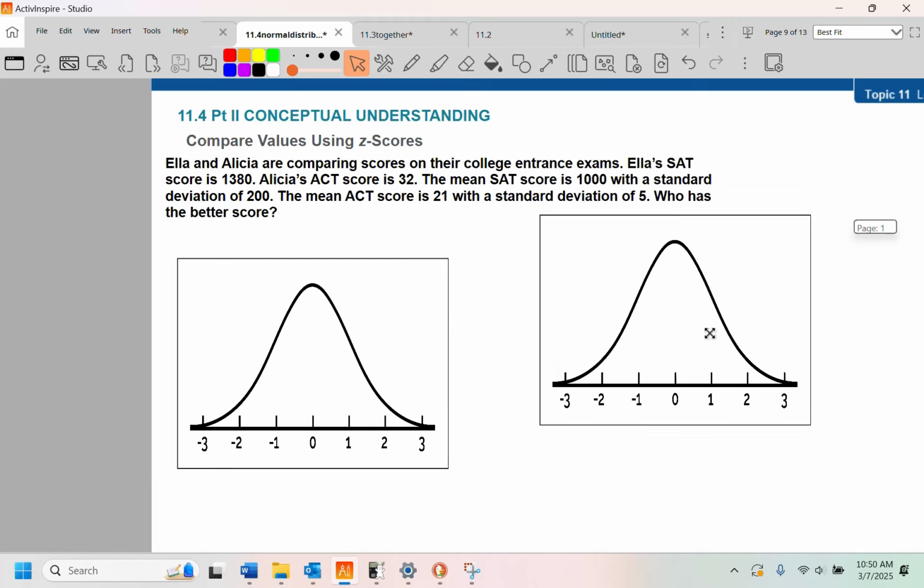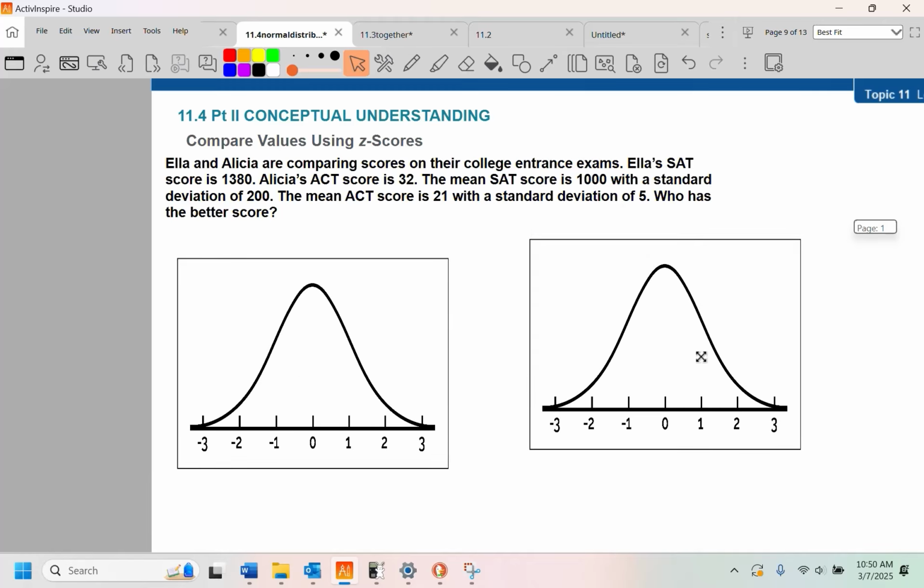Ella and Alicia are comparing scores on their college entrance exams. Ella's SAT score is 1,380, and Alicia's ACT score is 32. The mean SAT score is 1,000. So let's make this go over here about SAT. The mean is 1,000. The 0, 1, 2, and 3 represent the number of standard deviations you are from the mean. With a standard deviation of 200, this would become 1,200, 1,400, 1,600.